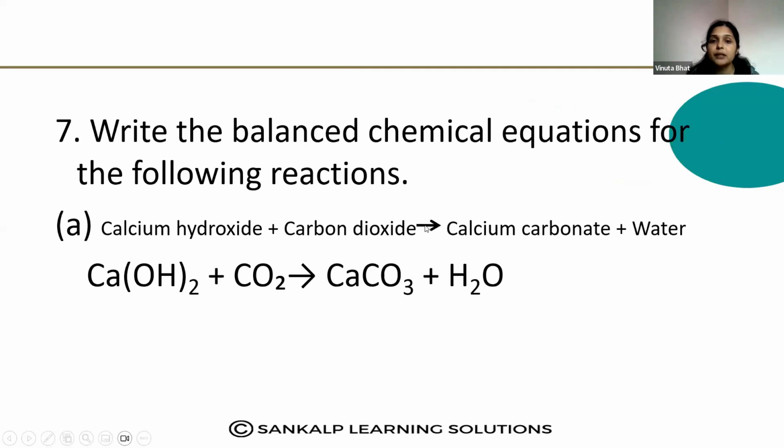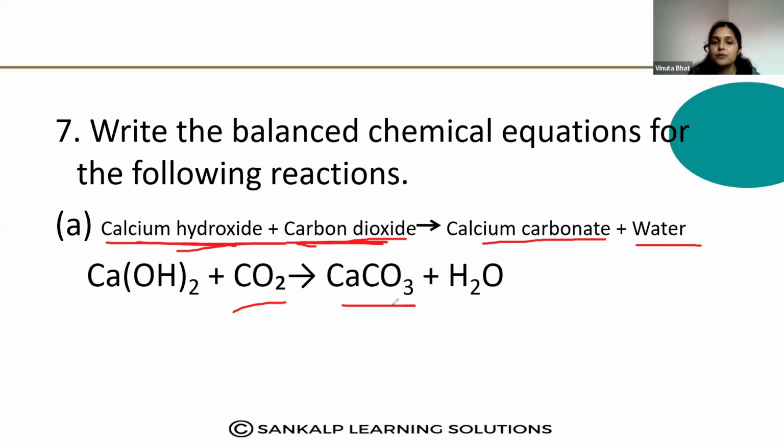Write the balanced chemical equations for the following reactions. Here the word reaction is given. You have to write the chemical reaction, the balanced chemical reaction. Okay. Calcium hydroxide reacts with carbon dioxide, which forms calcium carbonate and water. Try to balance this reaction.